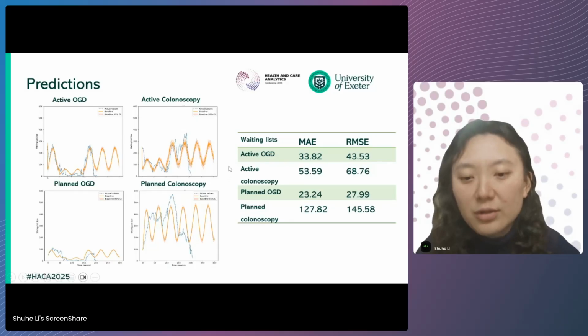For the model output, we mainly use the length of the wait list as our primary outcome to measure our model's accuracy. Here are the predictions and the 95% confidence interval from the multiple rounds of our model. The blue lines are the actual data points, and the orange lines are our forecast. We can see the forecasting accuracy is better for the active OGD and planned OGD list, and the mean absolute errors are relatively small, but the model was less accurate for predicting the planned colonoscopy list.